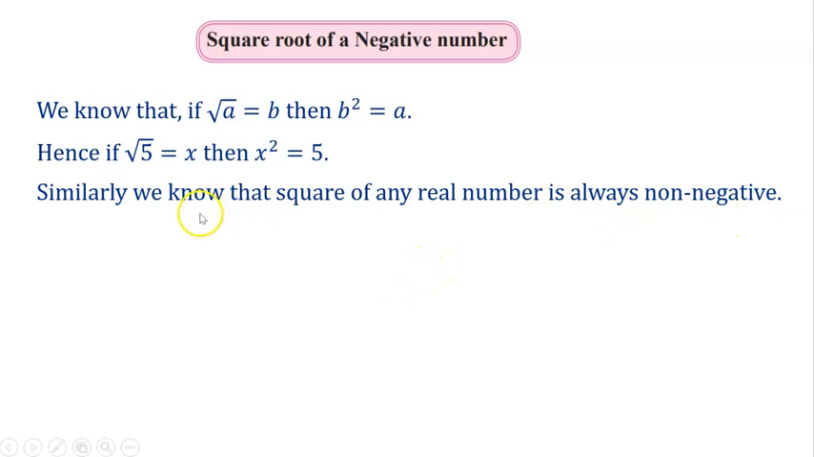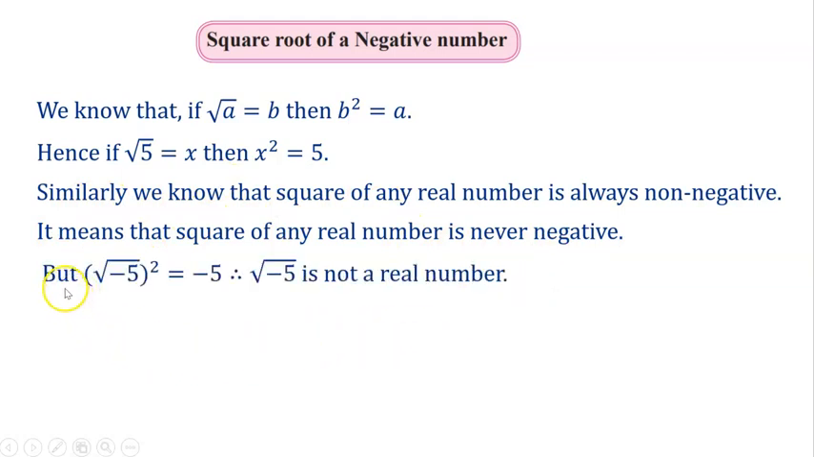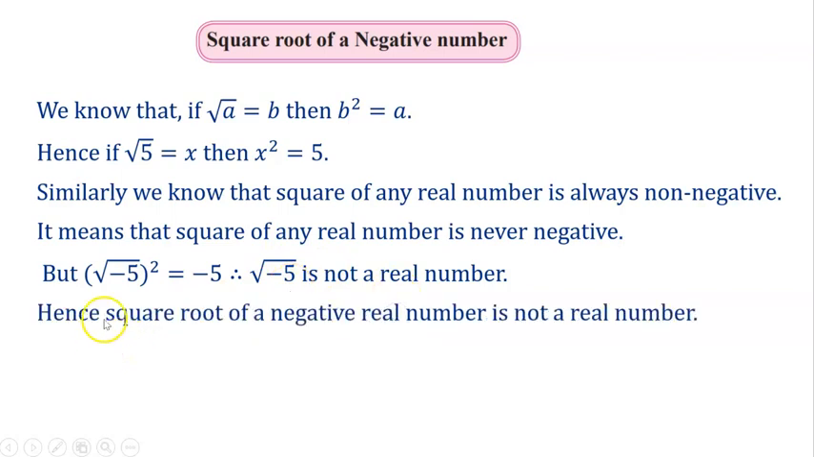This is important: the square of any real number is always non-negative. It means that the square of any real number is never negative. But in this case, root of minus 5, bracket square, is equal to minus 5. Therefore, root of minus 5 is not a real number, and hence the square root of a negative real number is not a real number; we say that it is a complex number. This is important: the square root of a negative real number is not a real number.